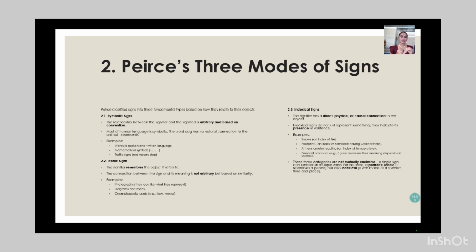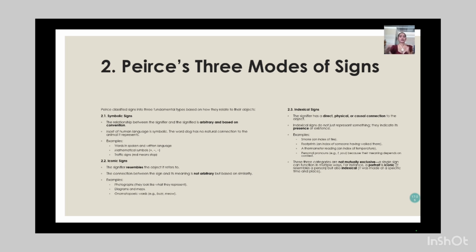Next is the indexical sign. The signifier has a direct physical or causal connection to the object. Indexical signs do not represent something, they indicate its presence or existence. Example, smoke, an index of fire; footprints, an index of someone having walked there; a thermometer reading, an index of temperature; personal pronouns like I, you, because their meaning depends on the context.